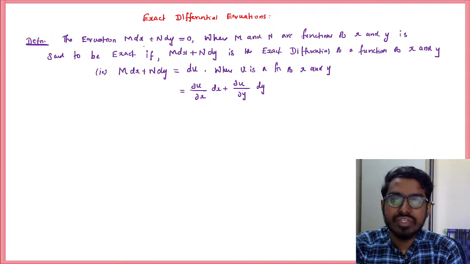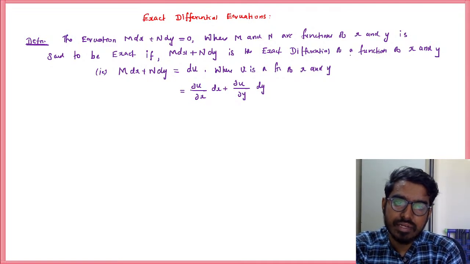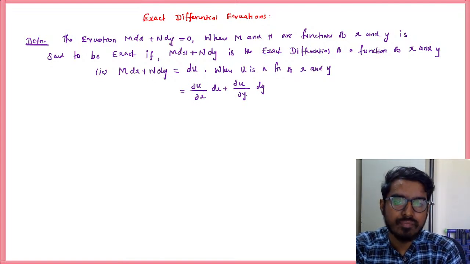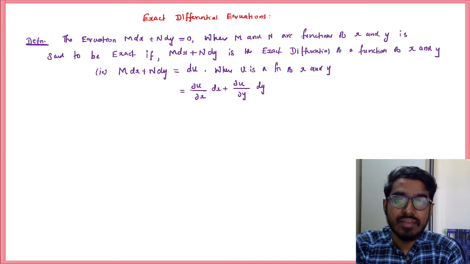The equation M dx plus N dy is equal to 0, where M and N are functions of x and y, is said to be exact if M dx plus N dy is the exact differential of a function of x and y, that is the same as du, and we know du is dou u by dou x dx plus dou u by dou y dy. If you can write M dx plus N dy in this pattern, then M dx plus N dy is equal to 0 is said to be exact. But it is not always possible; it will be difficult to write M dx plus N dy in this form.